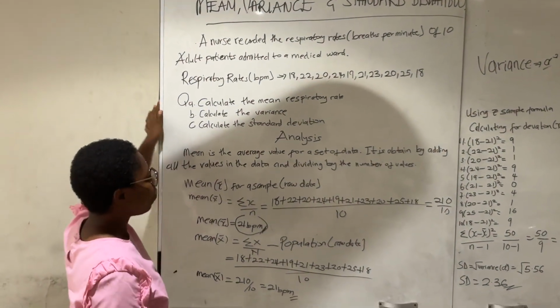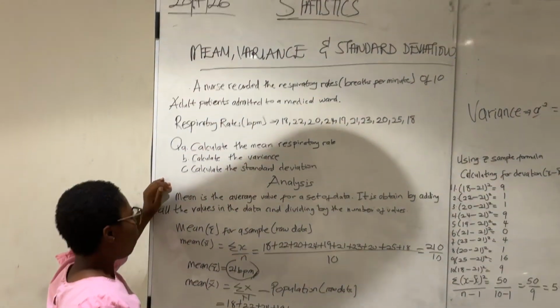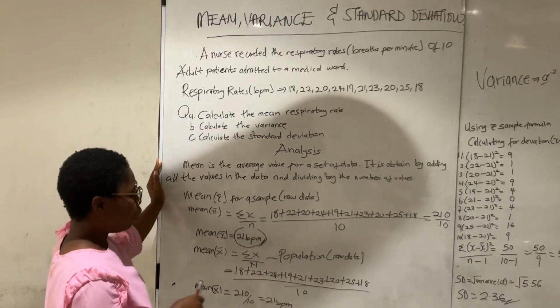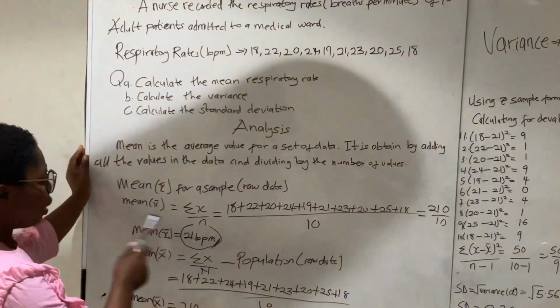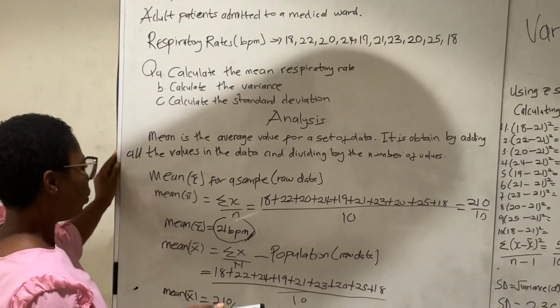Standard deviation. We have a question up here which we are going to solve later. But let's begin with mean. So mean is the average value for a data set, and it is obtained by adding all the values in the data set and dividing by the number of values.